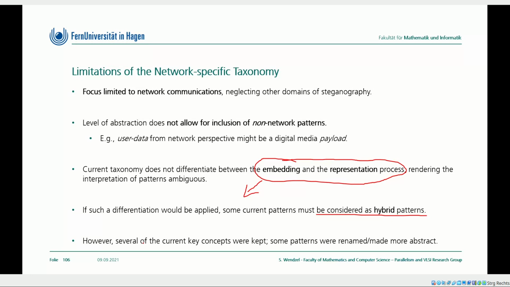Also, several of the current key concepts were kept, so there were quite some good ideas, and we did not want to reinvent the wheel. We even kept some patterns and just renamed them.